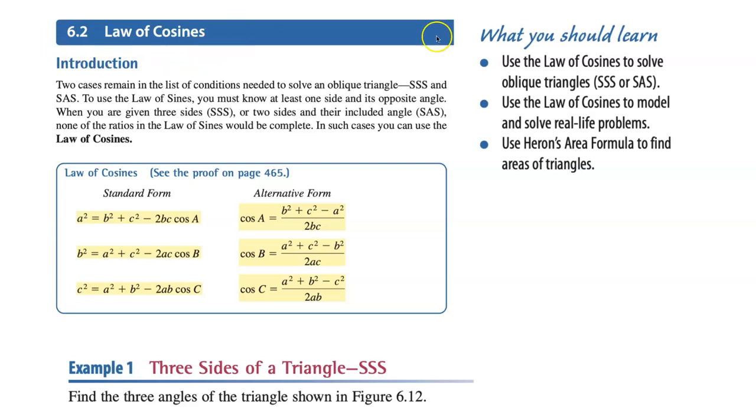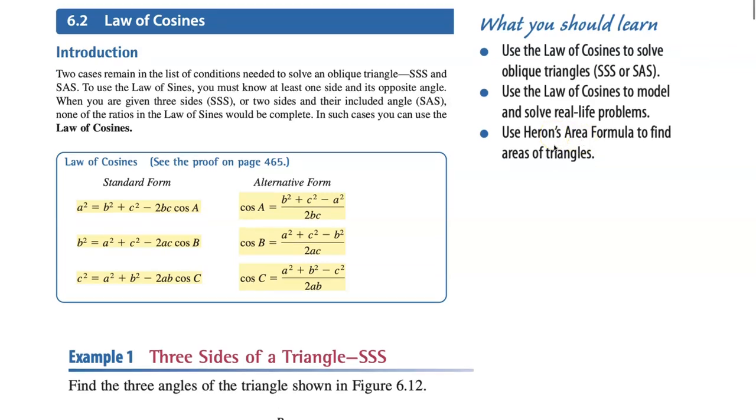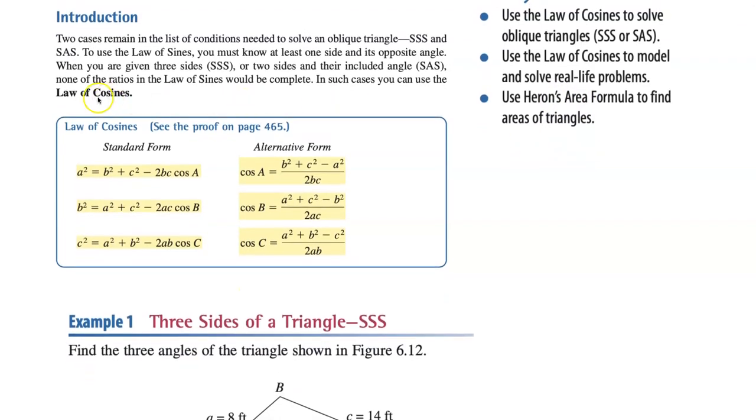6.2 Law of Cosines. What we should learn. We should learn how to use Law of Cosines to solve non-right angle triangles, how to solve real life problems, and Heron's area formula. So another area triangle formula. So Law of Cosines is the other one we use when you don't have a pair, right? Law of Sines when you have a pair, Law of Cosines when you don't have a pair.